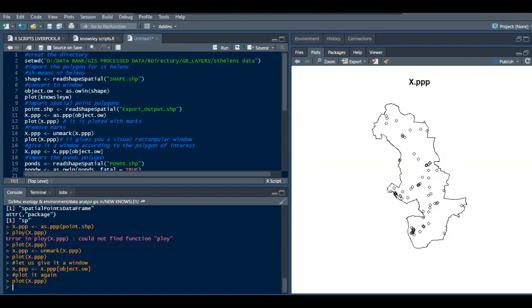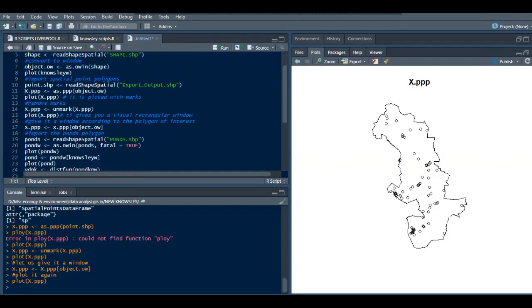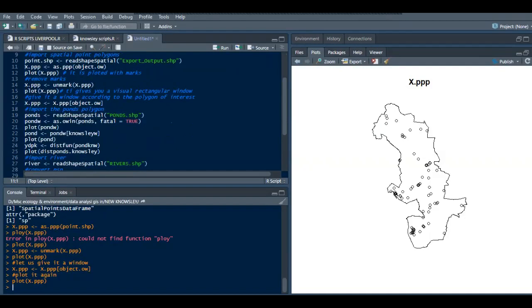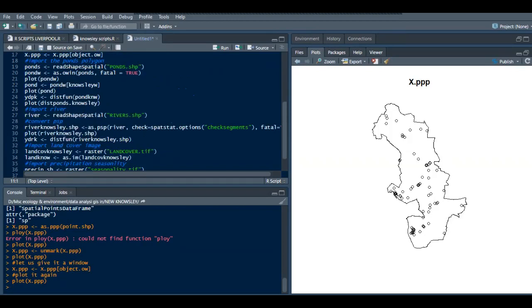So I need to import the rivers. I want to look at how these points are distributed from the river, how the distance from the river influences the recording process of this species. But also, since this is a bivalve species that lives in water and on land, also look at the distance from the ponds as well. And then we can also look at maybe the land use, or we can look at the precipitation patterns.